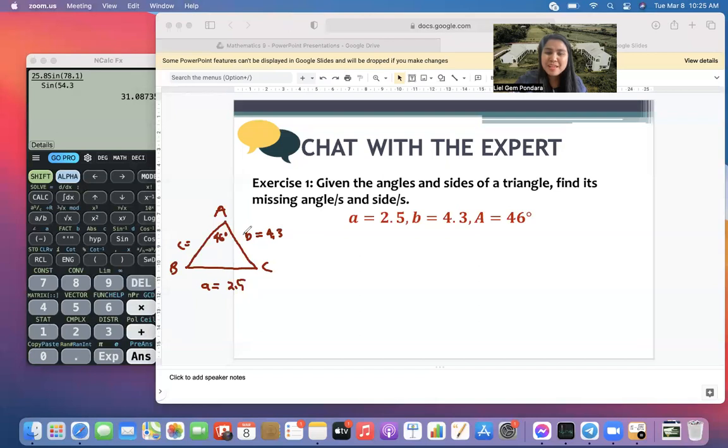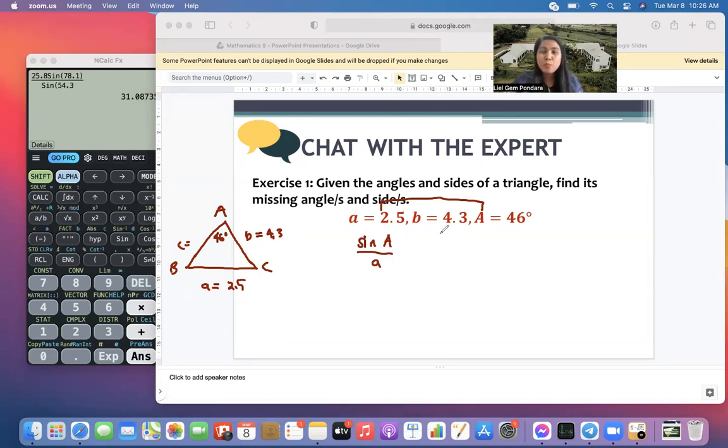Now, can you tell me what side and angle is a complete pair in this example? Angle A and side A. Very good. Angle A and side A. Now, why is it important to determine the complete pair? Because that will be your first trigonometric ratio, sine A over side A.